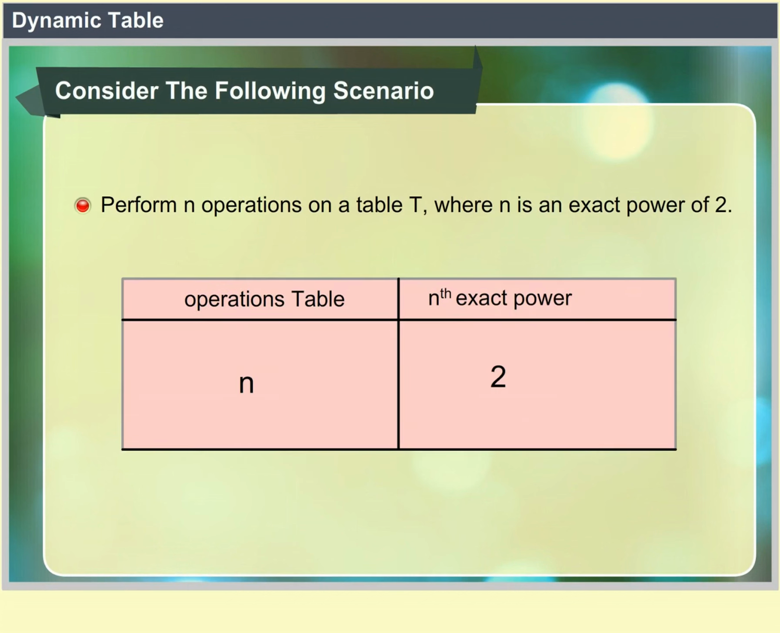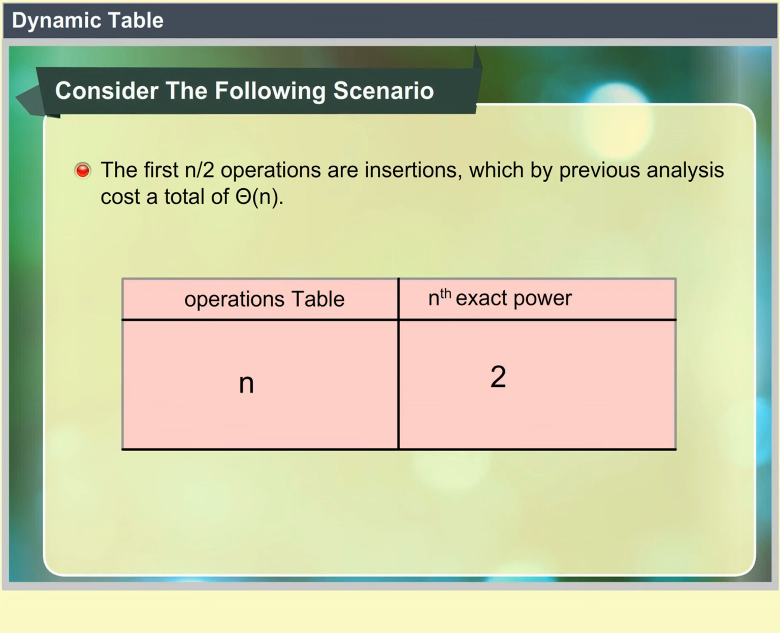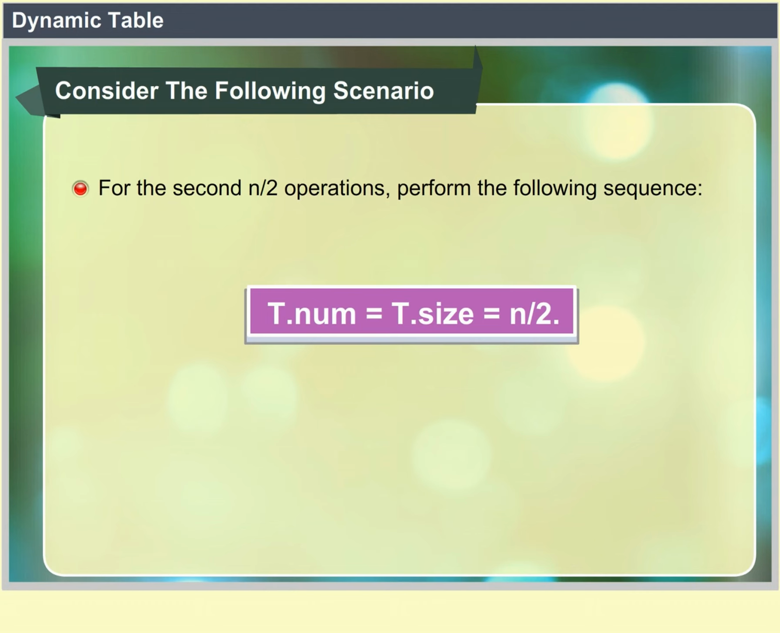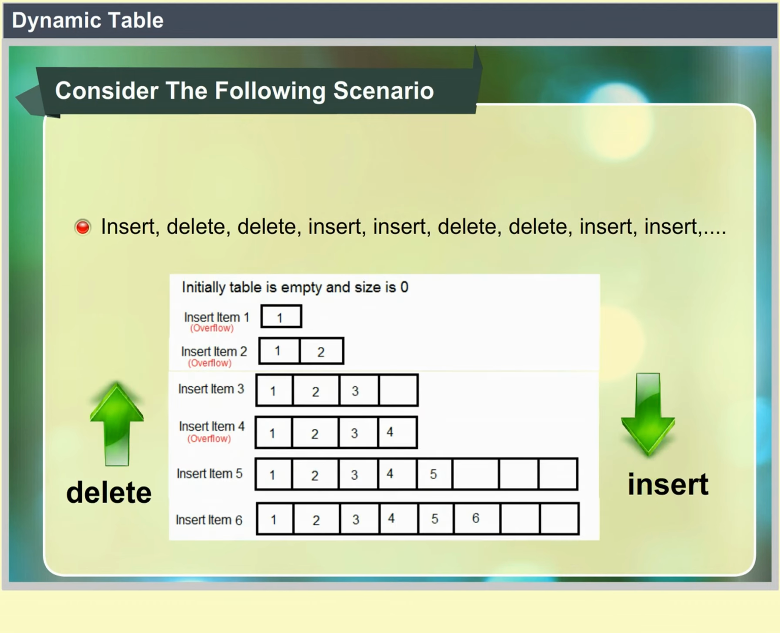Consider the following scenario. Perform n operations on a table T where n is an exact power of 2. The first n/2 operations are insertions, which by previous analysis cost a total of big theta of n. At the end of this sequence of insertions, t.num equals t.size equals n/2. For the second n/2 operations, perform the following sequence: insert, delete, delete, insert, insert, delete, delete, and so on.